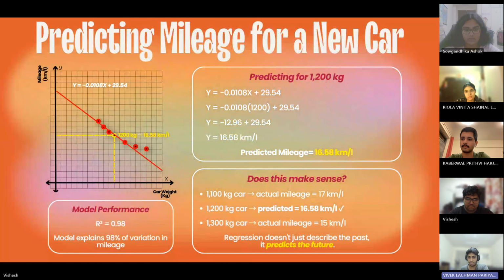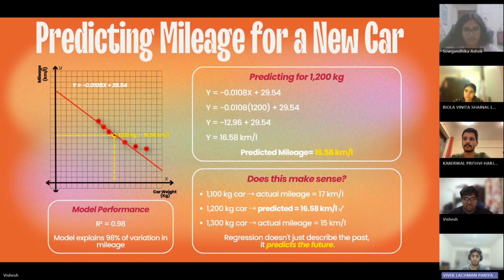Now let's predict the mileage of a new car. Here is our line on the graph. Let's guess the mileage for a 1200 kilogram car. Okay, we follow the dashed line up and across, and we hit about 16.58. We can check this by putting 1200 into our equation and matching it. Does this make sense? Yes.